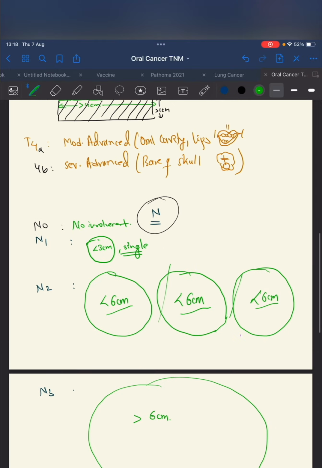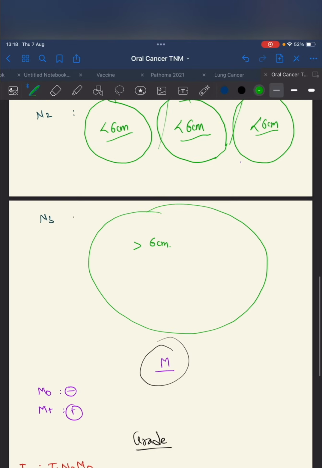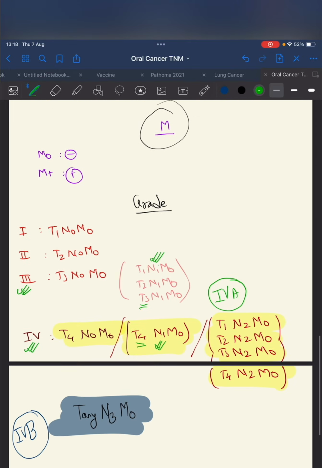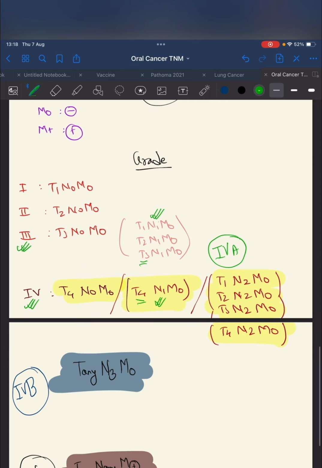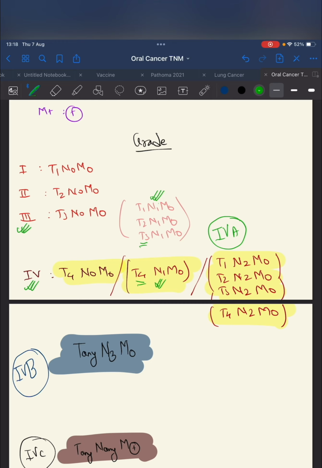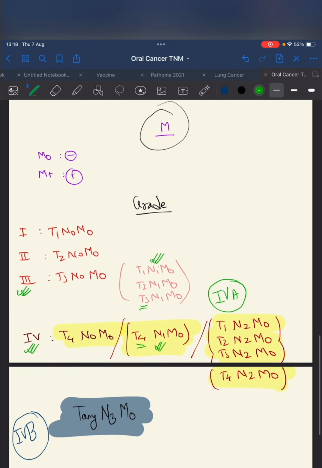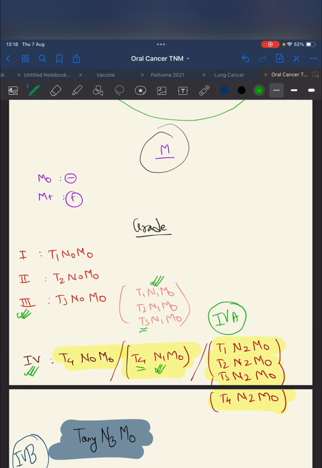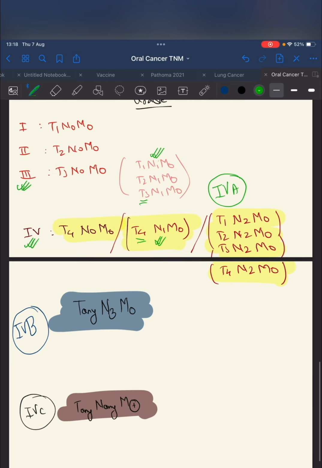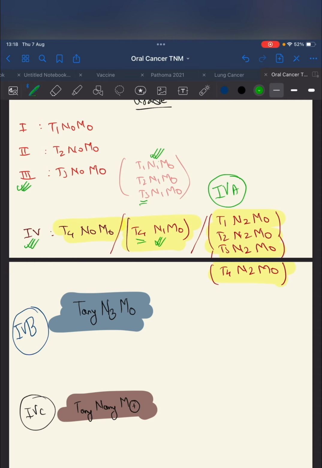Okay. And if it has the involvement, and if the node is 3 to 6 centimeter, then it will obviously be stage 4, and it will depend whether it will be A or B or C. And if a lymph node has been involved and it is less than 3 centimeters, it will obviously be 3, and the chance is likely to be 4 if the tumor size is up to T4. So T4 N0 M0, T4 N1 M0, this will be stage 4A.